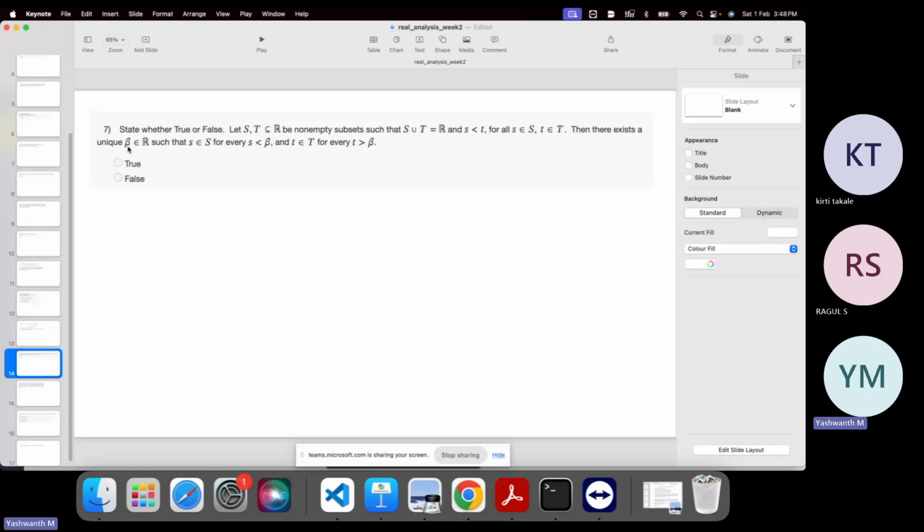So beta belongs to R, that means it has to belong to either S or T. Now if it belongs to S, you can't write just less than, you have to write less than or equal to. It's the same thing with T: if beta belongs to T, it has to be greater than or equal to. It cannot be strictly greater than. Do you agree?